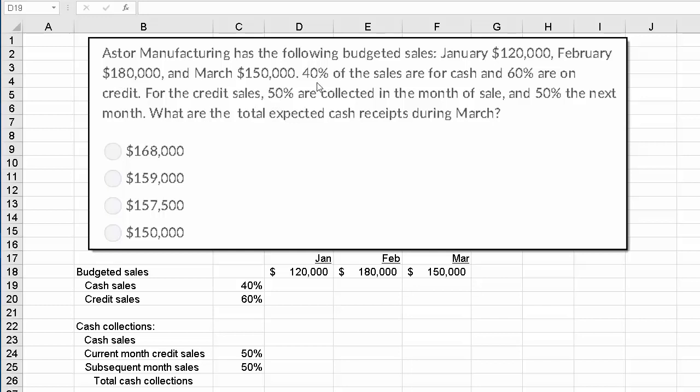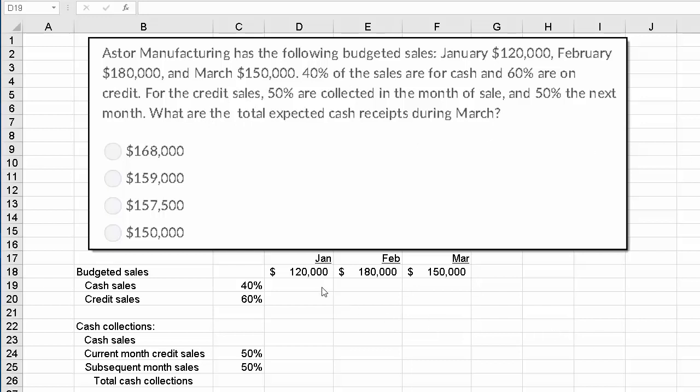They tell us that 40% of the sales are for cash, 60% are on credit, and of the credit sales, 50% are collected in the current month and 50% are collected in the next month. And you're asked to determine what's the total expected cash receipts.